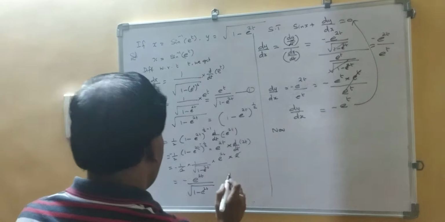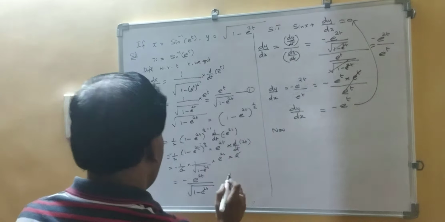Okay. Now listen very carefully. Taking sine on both the sides: sin x equal to sine of sine inverse e raised to t. So what will happen? Sin x equal to e to the power t. Now this is 4.